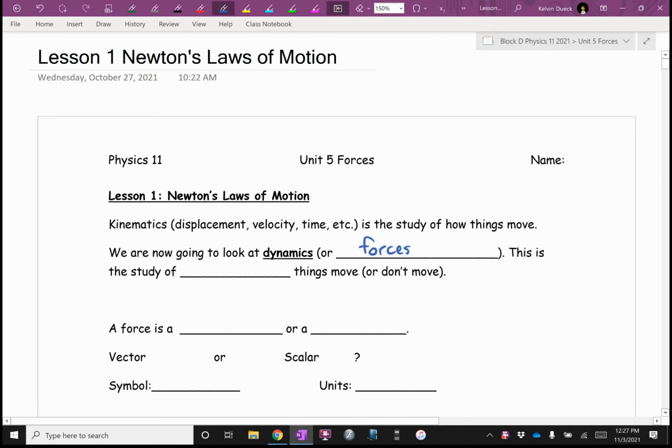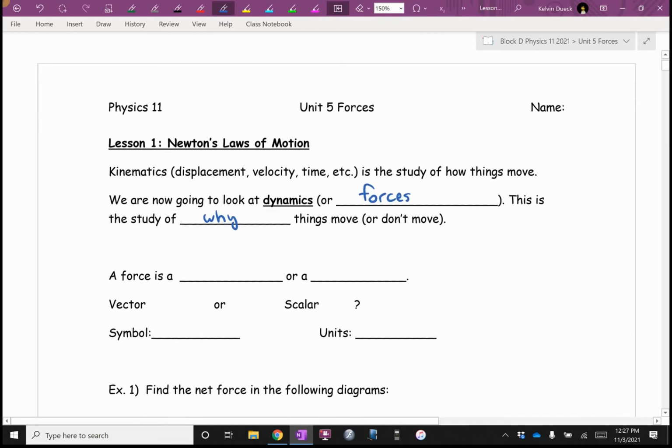We're now going to look at dynamics, or if you want the non-physics word, forces. This is the study of why things move or don't move. Not how they move, but how come, why. We're going to be talking an awful lot about forces, so we're going to start off with defining a force. A force is a push or a pull.